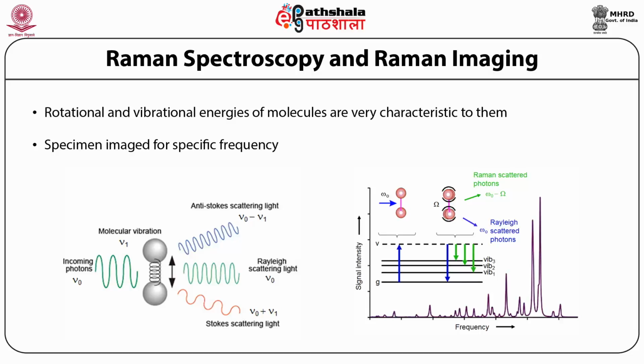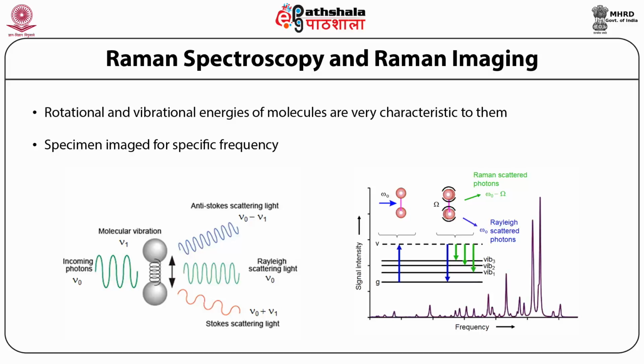The light can lose energy, and that loss in energy is equal to the vibrational energy of the molecule. This scattered light is called anti-Stokes Raman scattered light. The light can also gain energy, and the gain in energy is equal to the energy of the vibration of the molecule. So you have these three situations, which are pictorially explained in this picture.